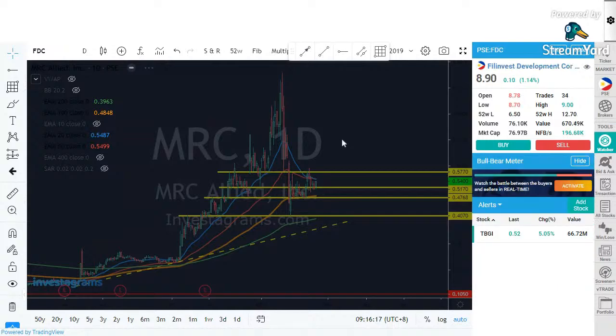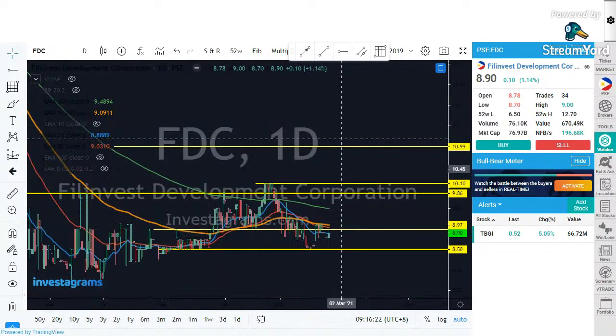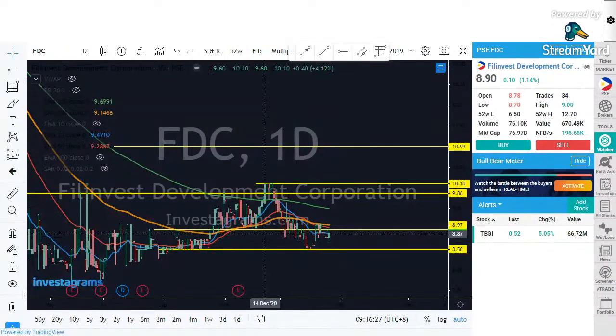Philippine Development Corporation. Now we'll see here that Philippine is still in the resistance area, this horizontal resistance. So we need to watch again. We see this is very weak, no?